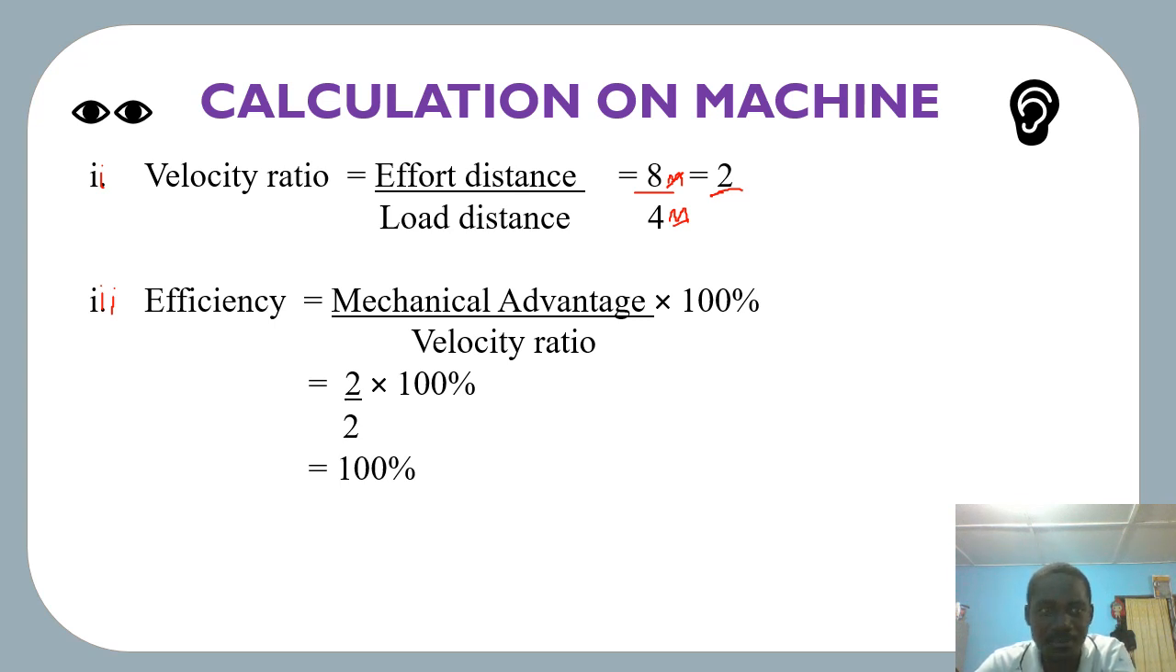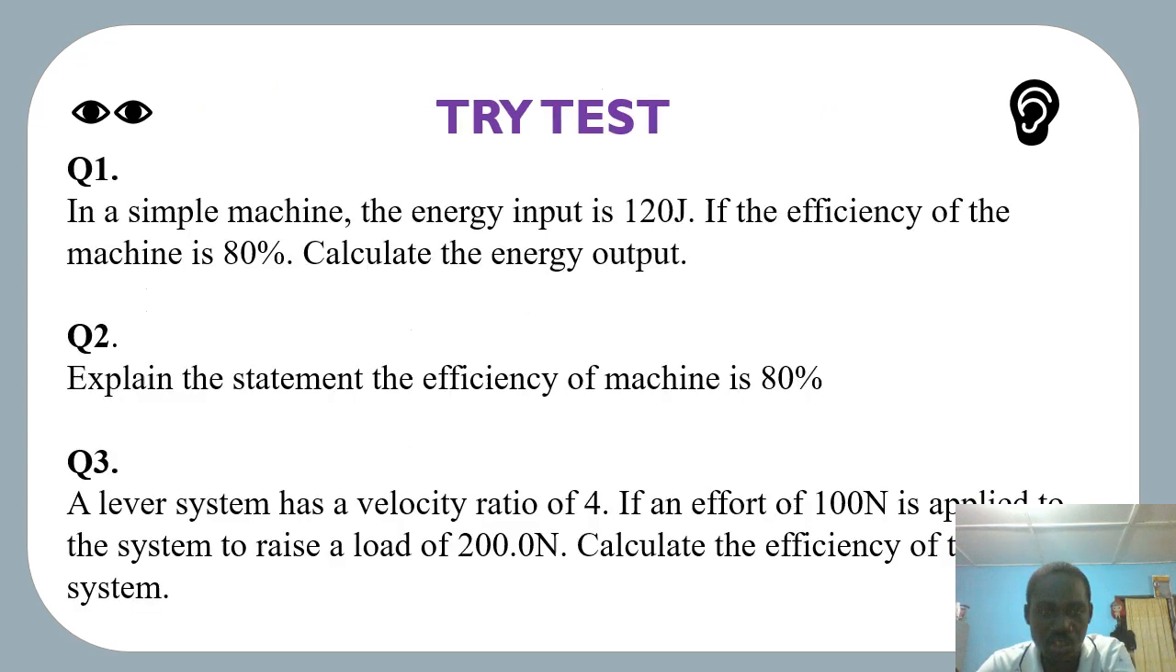I believe it's clear. Now you have gotten how to do the calculation with efficiency, how to calculate mechanical advantage, and how to calculate velocity ratio. Now it's time for you to take a try test. Take your time and do it for me. Question number 1 says, in a simple machine, the energy input is 120 joule. If the efficiency of the machine is 80%, calculate the energy output.